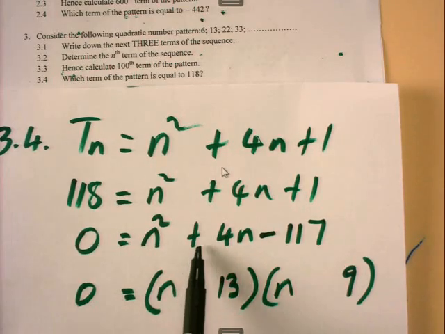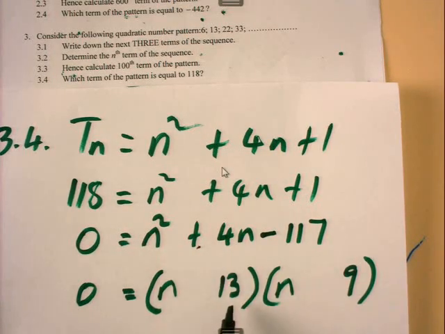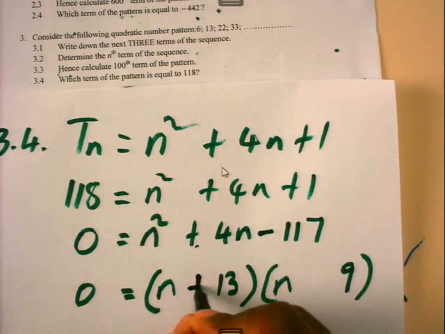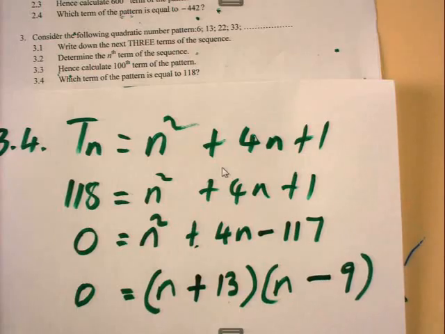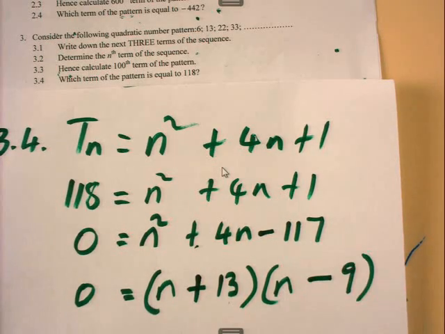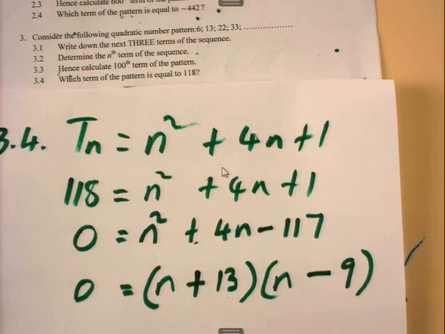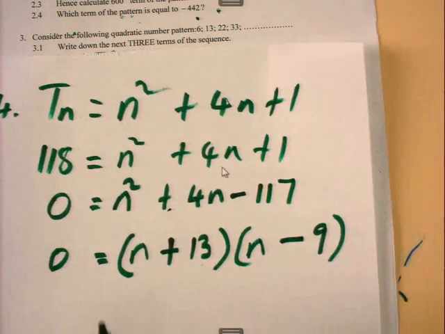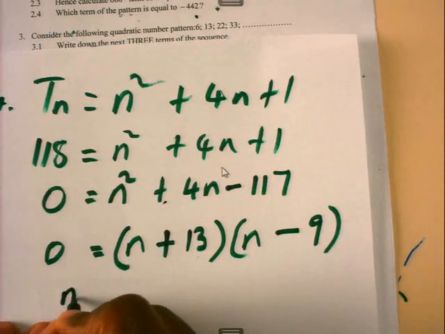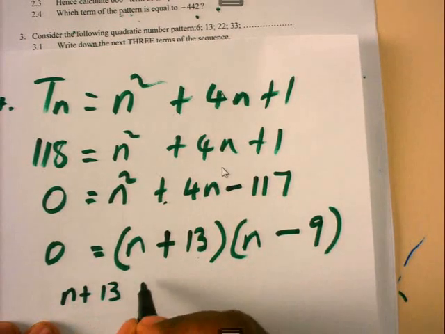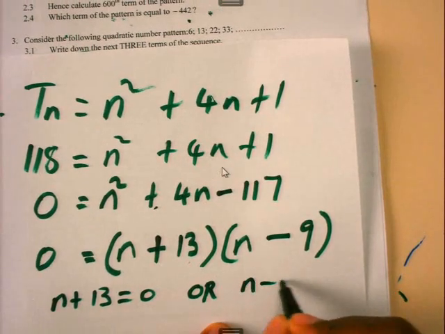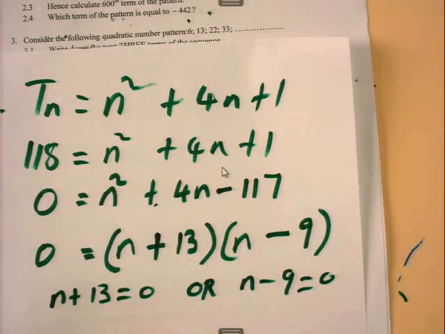Check the middle term is positive. If the middle term is positive, it means the bigger factor will take the sign of the middle term. I've got plus, this one will be minus. It has to be plus and minus so that they give us minus 117. Now we solve for n. From quadratic equations, we know n plus 13, n minus 9, therefore n plus 13 equals 0, or n minus 9 equals 0.